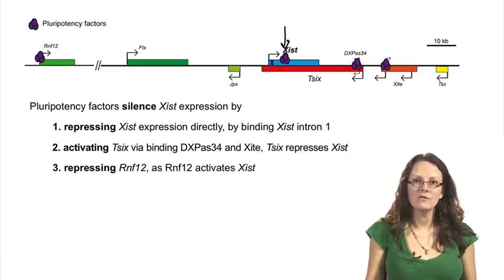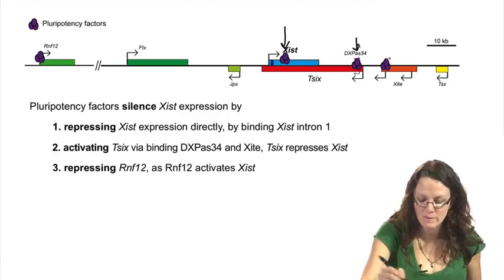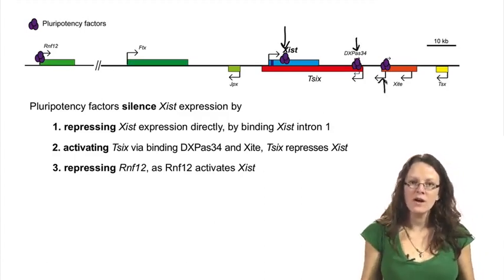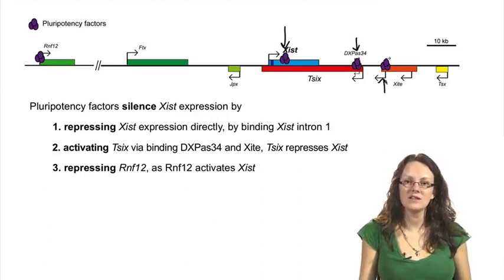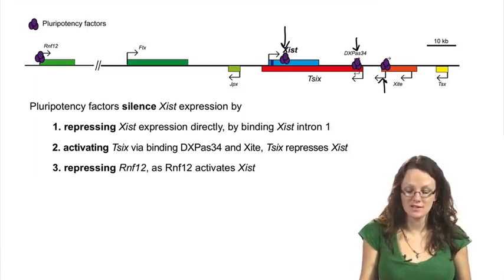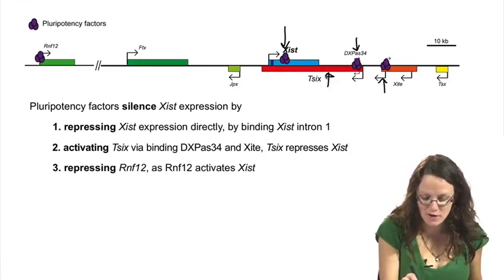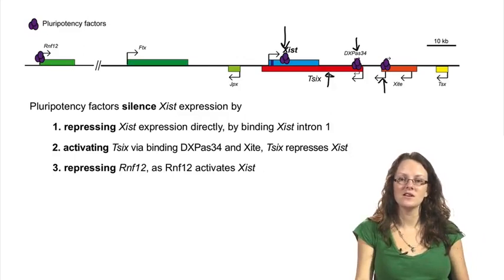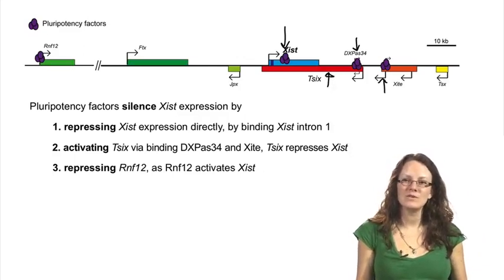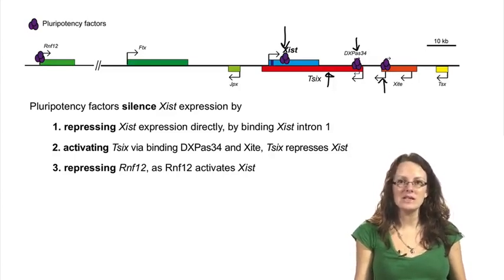They also allow for the repression of Xist in two other ways. The second way is that they bind to DXPAS34 and also to Xite. Now you might remember I said that these two regions activate Tsix. And by binding here, these pluripotency factors activate Xite and DXPAS34 and thereby activate Tsix. And if you have more Tsix, which is a repressor of Xist, you'll keep Xist expression off. So it's somewhat more convoluted to think about it in this case because activating a repressor of Xist is what the pluripotency factors are doing, but this is a second mechanism by which they keep Xist expression off.